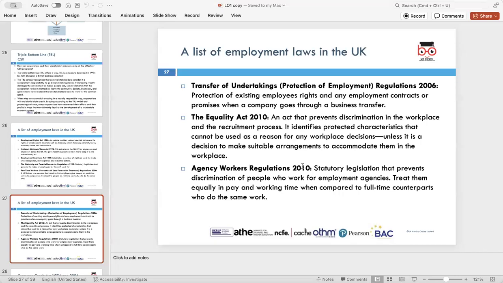One piece of law that forbids discrimination against individuals who are employed by employment agencies is the Agency Workers Regulations 2010, which was enacted in 2010. When compared to full-time workers who perform the same tasks, they should be treated in the same manner with regard to compensation and working hours.